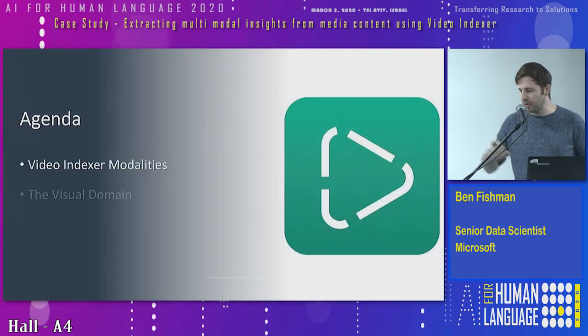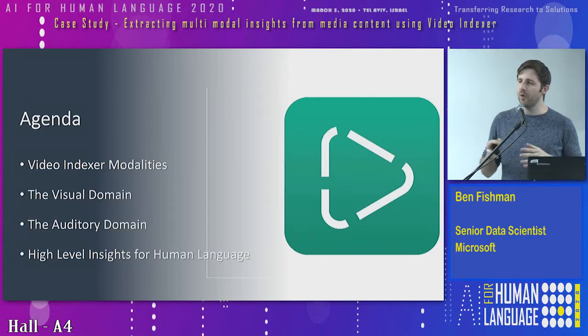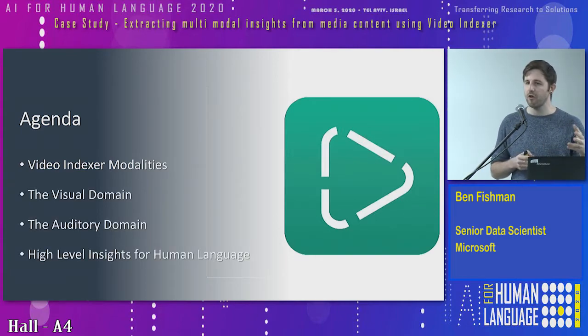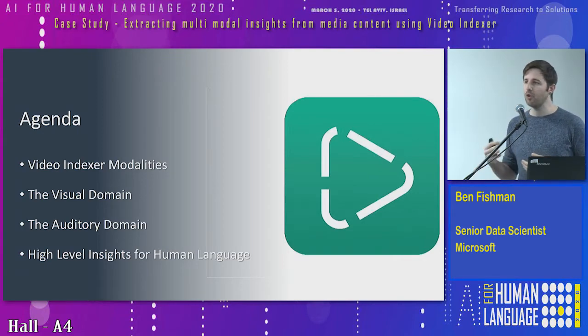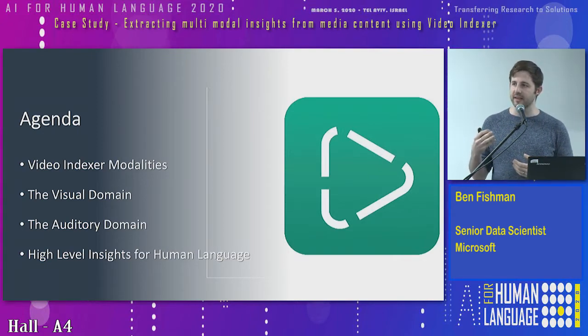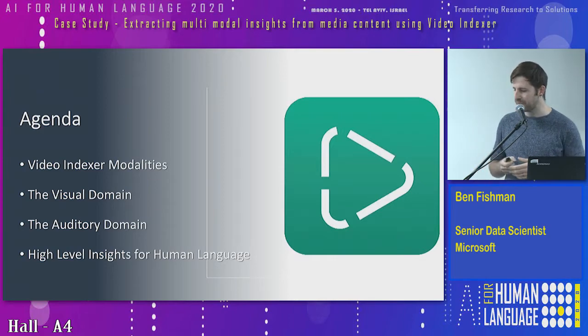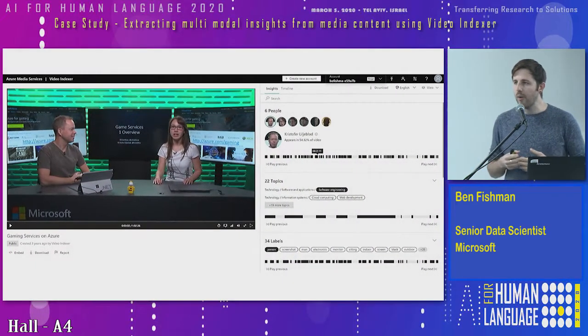I will talk today about the video indexer. I will focus on two types of domain, the visual and the auditory one. And also, I will explain how we can combine these two processing types or two types of signals into higher level insights that are related to human language. This is how it looks like.